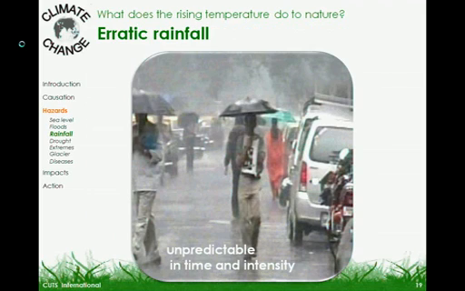The next climate hazard is erratic rainfall. Erratic rainfall means unpredictability in rains. Sometimes it may rain heavily when not expected, and sometimes it may not rain at all. Apart from bringing floods, the effect of erratic rainfall has a major bearing on the agricultural sector of a country.